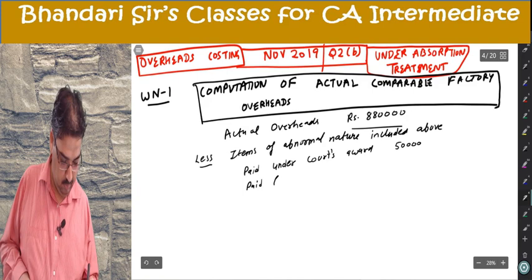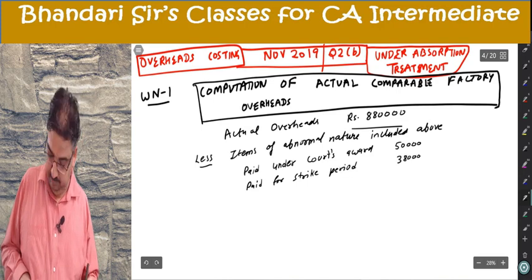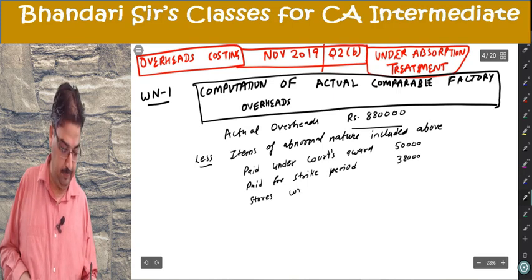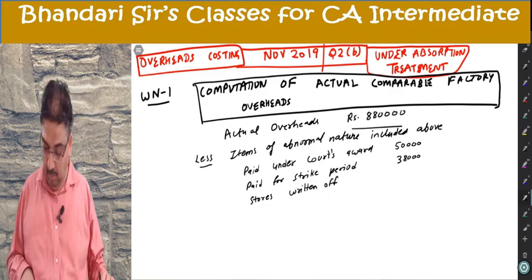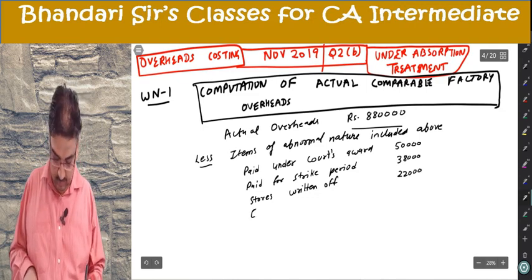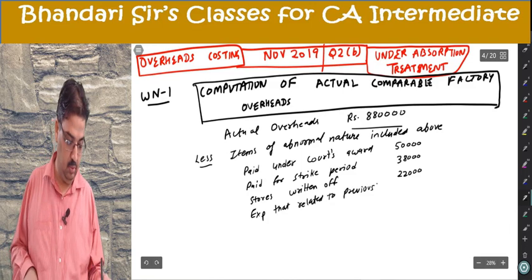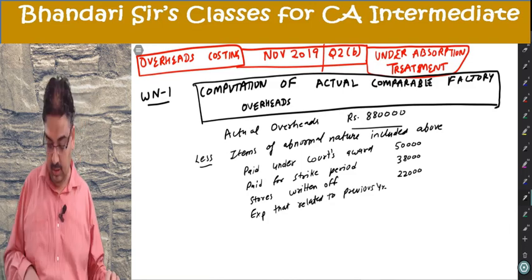Paid for strike period, that is abnormal. Stores written off. Written off items, they should not come in the comparable overheads. 22,000. Expense that related to previous year should have been booked in previous year, not in current year. So that is another abnormal item.